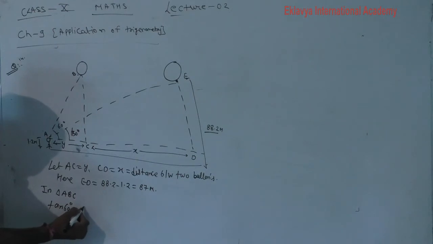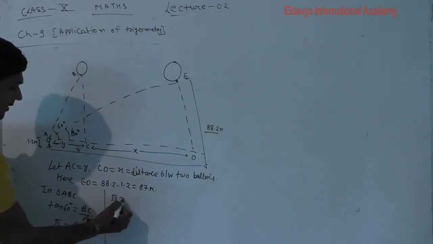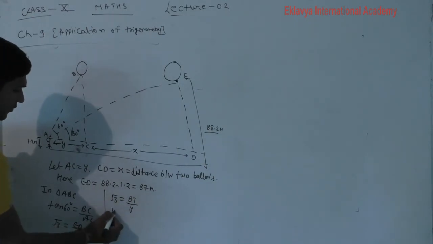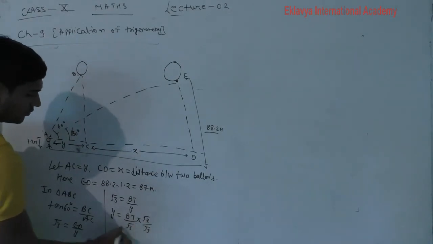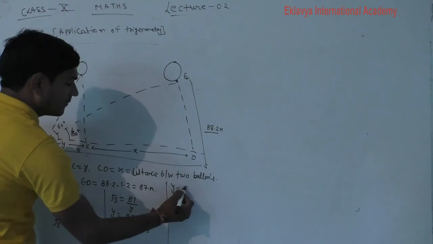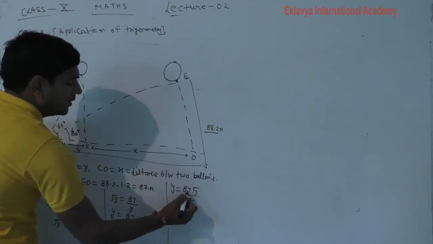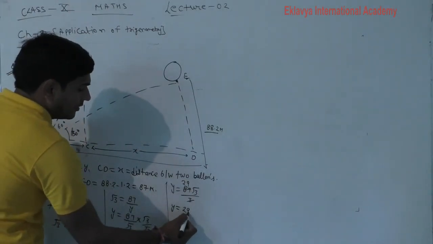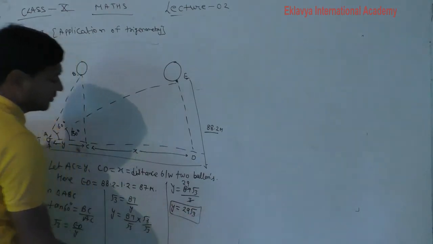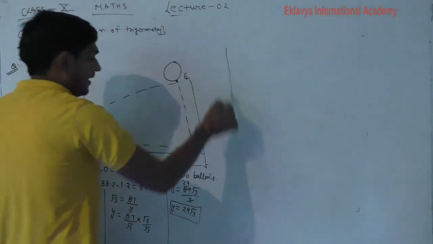tan 60 is equal to BC upon AC, and tan 60 is root 3. What is the value of BC? BC is equal to ED, and AC is y. So root 3 equals 87 upon y. So what is the value of y? 87 upon root 3. Rationalizing, y is 87 root 3 upon 3. Three twos are 6, three nines are 27, so y is 29 root 3.